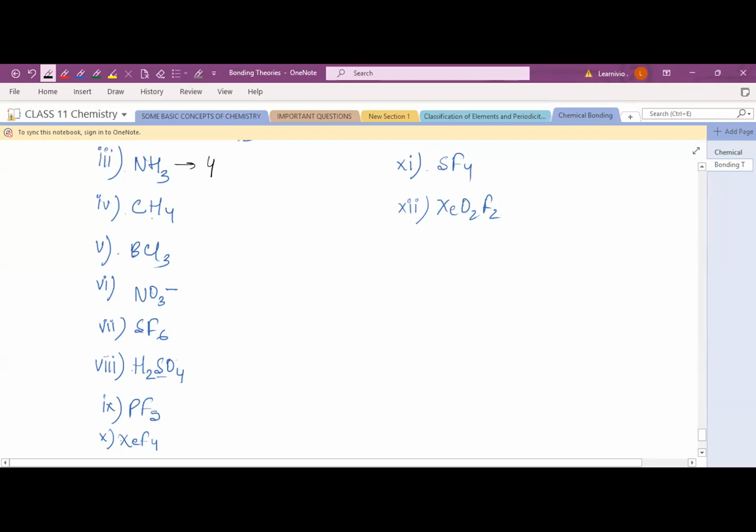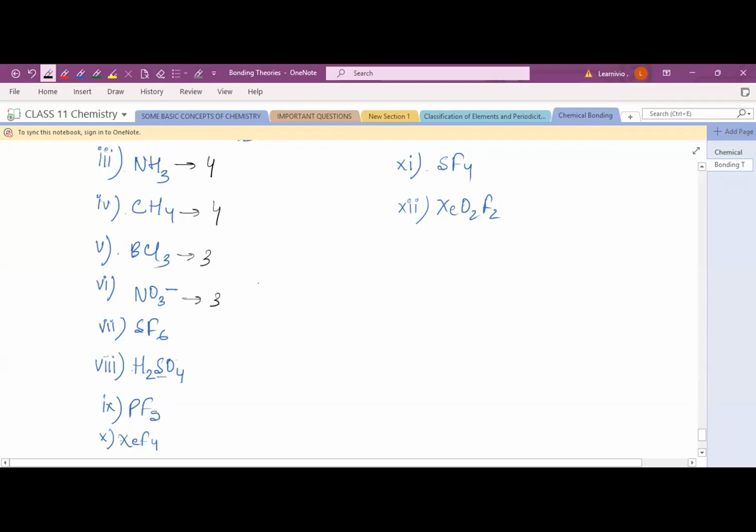What will be the answer for CH4? Yes, Humaira. What is the steric number of CH4? Humaira, tell me. Ma'am, 4. Yeah, again 4. Very good. Okay, in BCl3, what is the steric number, Zainab? 3. Yeah, very good. It's 3. In NO3 minus, what is the steric number, Neha? 3. Yeah, again 3.